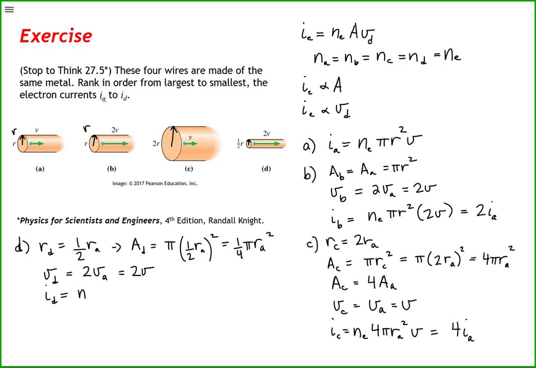Wire D has the same number density of electrons as each of the other wires, being made out of the same material. It has 1/4 the cross-sectional area of wire A, and the electrons in wire D are moving with twice the drift speed of the electrons in wire A. This ends up being equal to 1/2 the electron current of wire A.